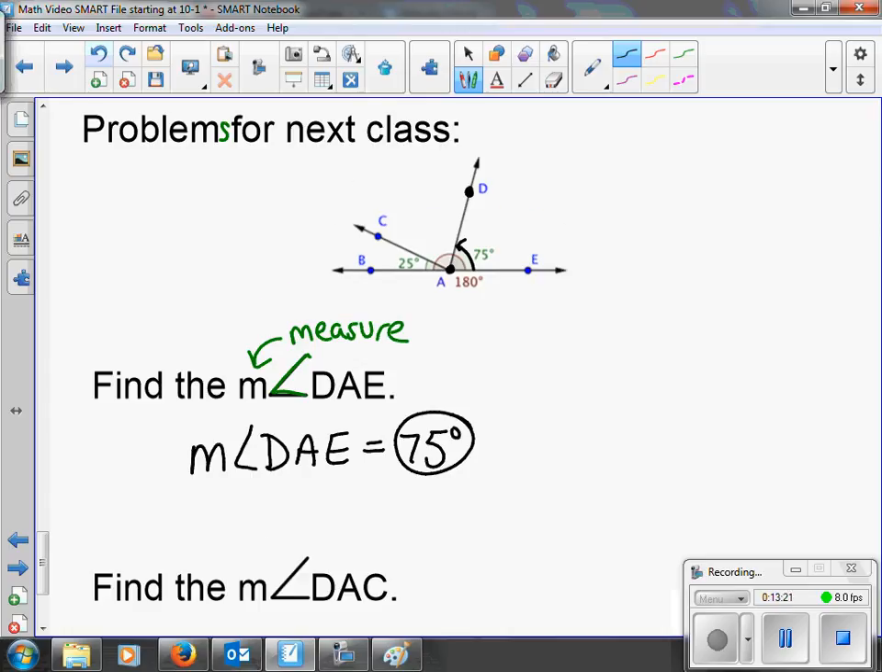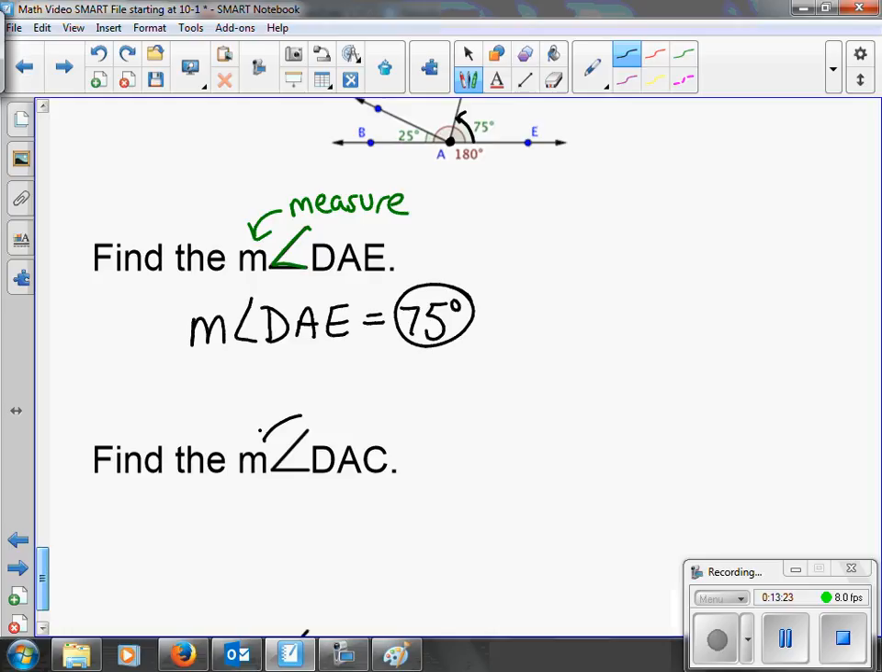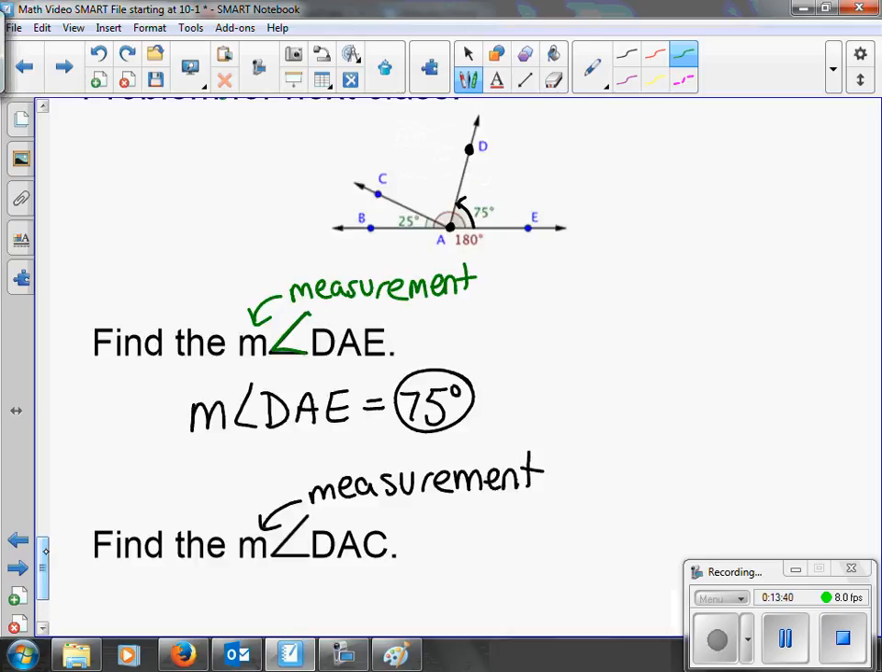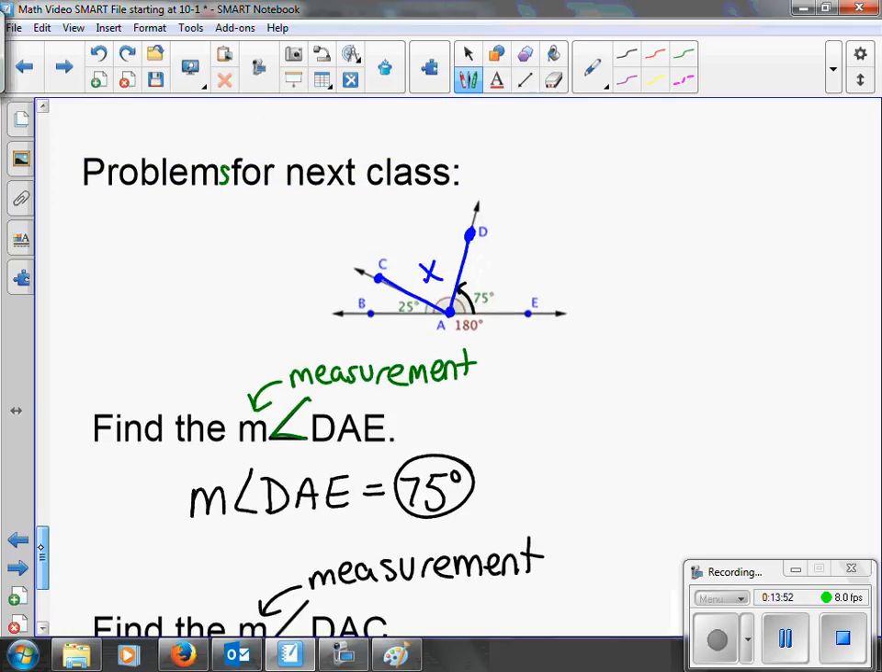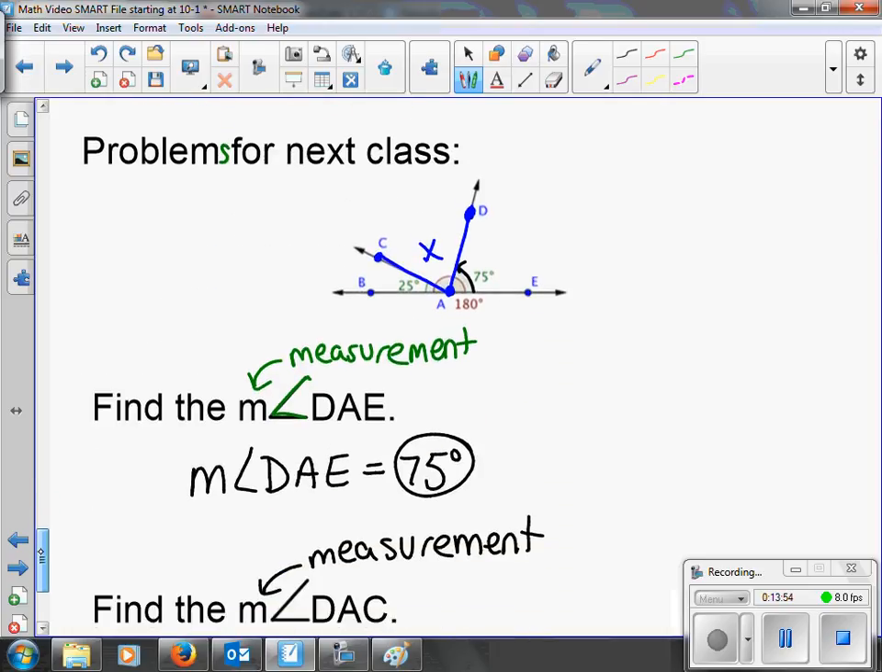Okay, then you need to find the measure. Find m means find the measure. Find the measurement of angle DAC. So we look back up and we see DAC. So I want just this angle. Now you need to figure out that angle right there. And we use the same process we just used above to figure that out.